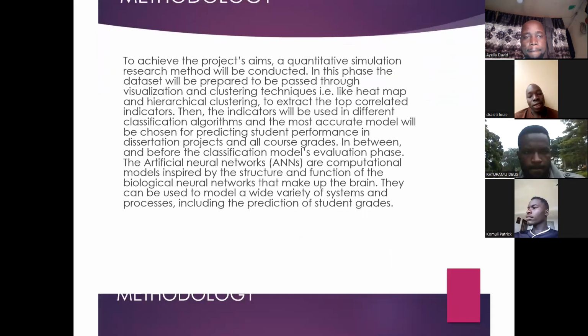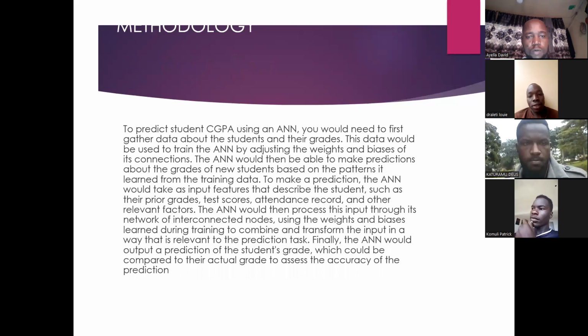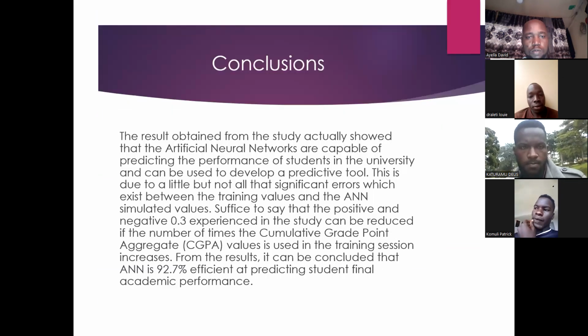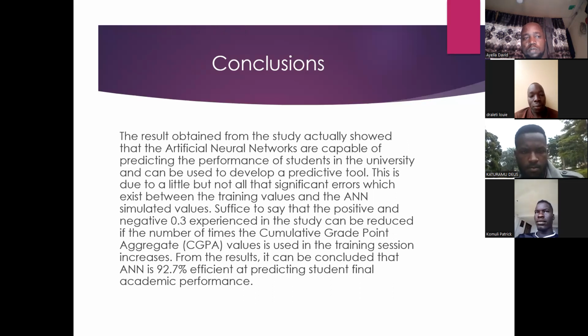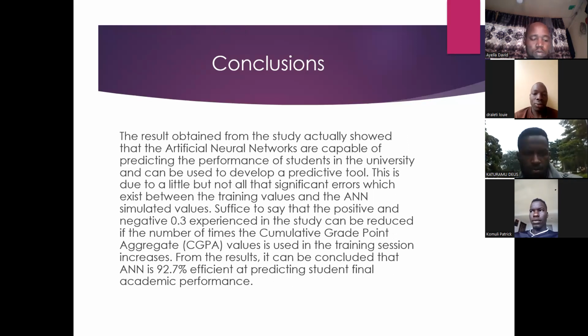So going into the next slide, basically, we're going to conclude. The results obtained from the study actually show that artificial neural nets are capable of predicting the performance of students and can be used to develop a predictive model. Now, like I said earlier, almost all the data we have is pointing towards neural nets being the best method, the best framework to be able to fully predict.